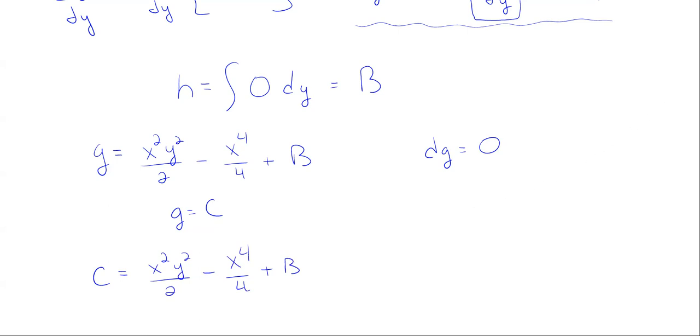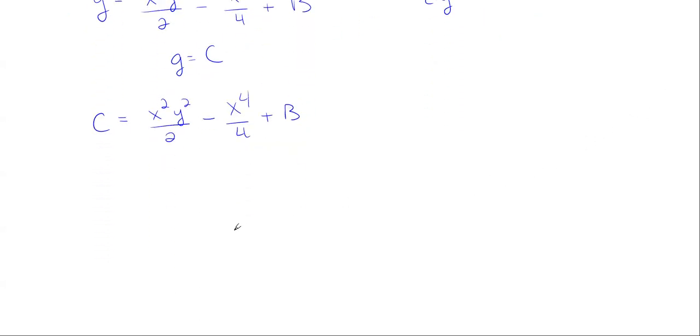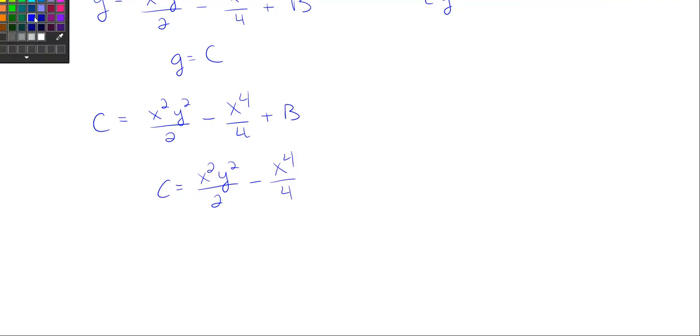Now I just want to get this equation with one single constant. Well, since I have two constants here, I can just take B to the left side and have my constant C absorb it, because it's a constant within itself. So what I can have here is C is equal to x squared y squared over 2 minus x to the 4th over 4. Now I have an equation of x and y with only a single constant here.